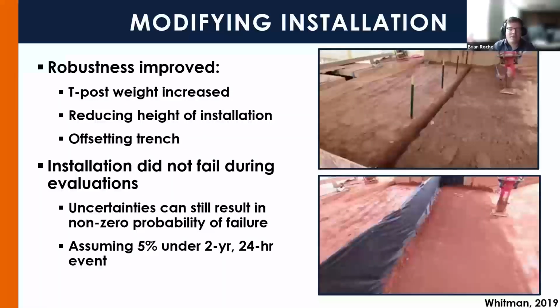But Dr. Whitman then modified that installation to increase robustness through reducing the height of the installation with an offset trench, and then increasing the weight of the posts. And he found that the installation did not fail under that 2-year 24-hour storm event. However, you'd likely want to assume a failure probability of not 0, just based on uncertainties that may lead to failure on a site.